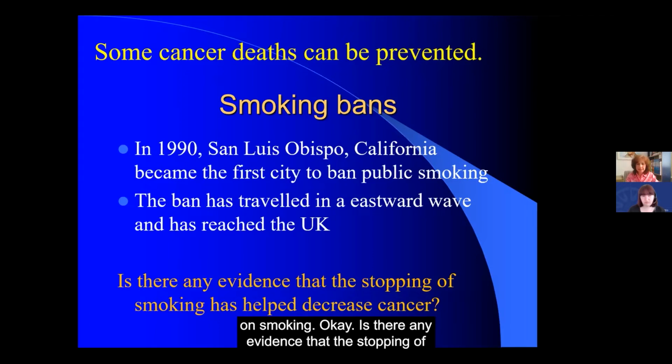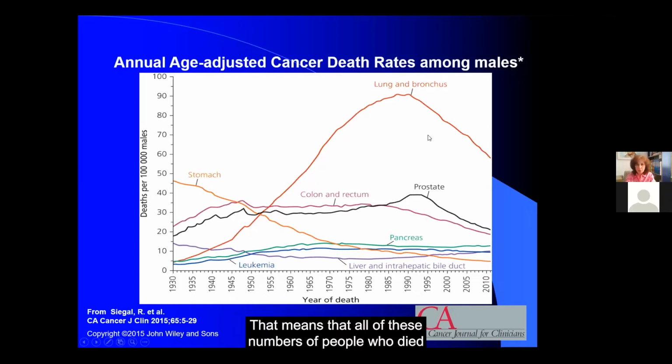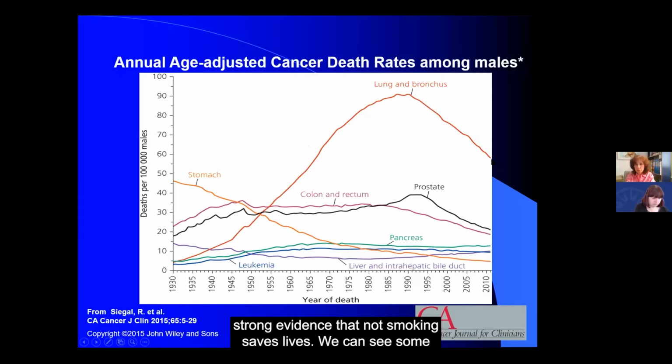Is there any evidence that the stopping of smoking has helped decrease cancer? Well, I think this graph is very obvious. On the y-axis, we have the deaths per 100,000 males, and here we have the years. Remember I said in 1990, we started the smoking bans. And you can see what has happened to the death rate in males in lung cancer. Very sharp drop. Now that is very drastic. That means that all of these people who died because of lung cancer could be prevented just from not smoking. And the slide also shows you some other interesting trends with other types of cancer. But of course, this is very, very strong evidence that not smoking saves lives.